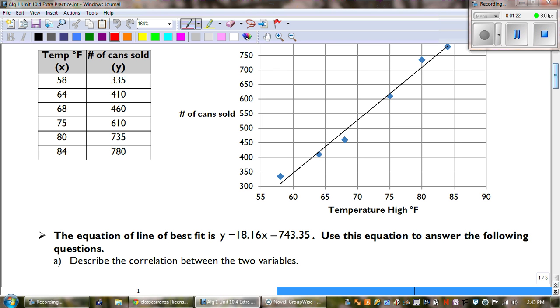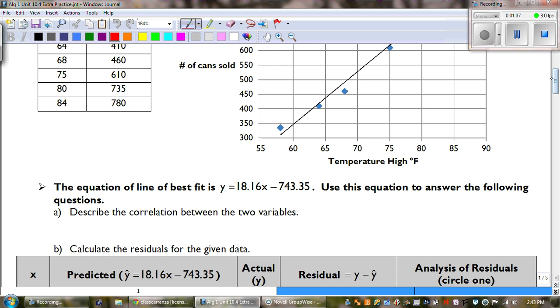What do you think? Is it positive? Is it negative? Well, first, it's positive, right? Because it's all going up. And then do you think it's perfect? Is it strong, moderate, weak? Yeah, I'd say it's strong. So for the first one, the two things that it's asking for is positive and strong.